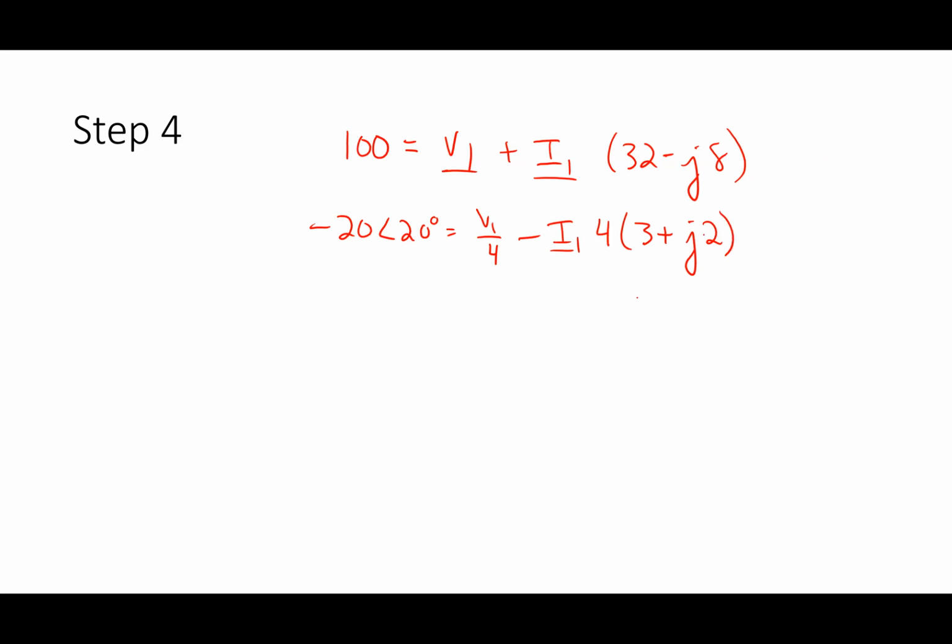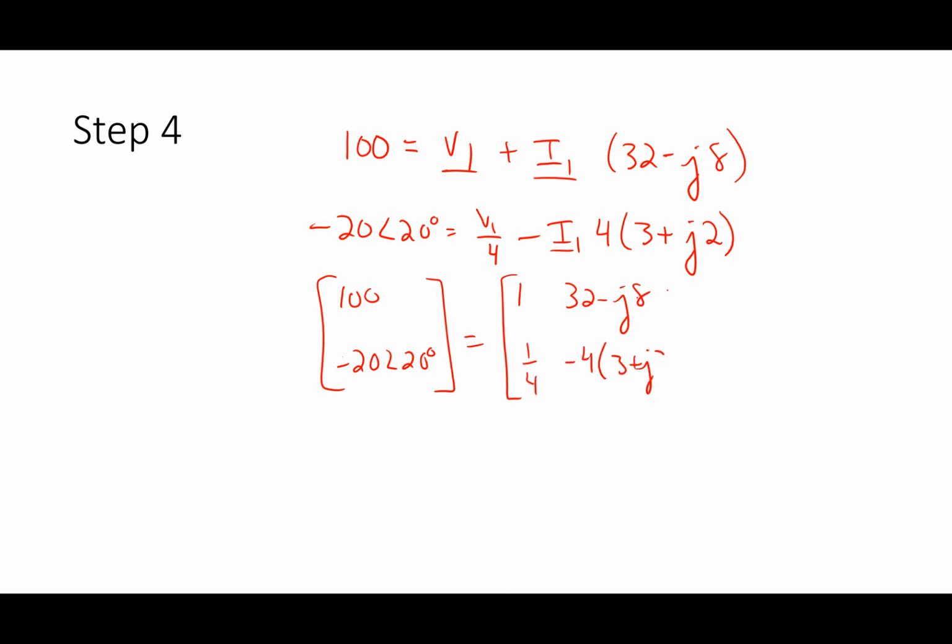Okay. So how do I solve this? Well, basically for me, I turn this into matrix form. I say 100 and then minus 20 angle 20 degrees is equal to the matrix 32 minus J8, 1, then 1/4 and minus 4 times 3 plus J2, all times V1 and I1, like that. So when I solve this, I'm going to get my primary side voltage and my primary side current from that solution.